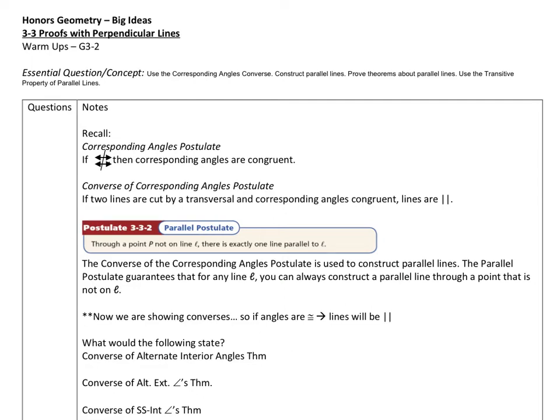Hey everybody, it's Mr. N here, and we are going to do the next section in our book, which is we're going to do some proofs with perpendicular lines. So mainly we're going to learn what happens when we do have perpendicular lines.